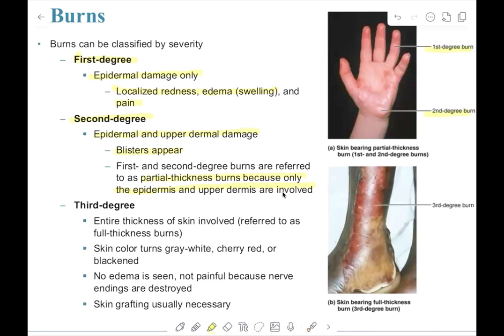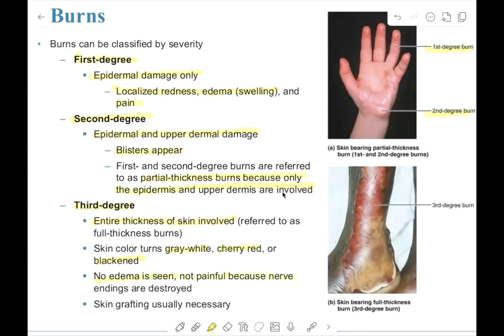Third degree burn is much more serious. It involves the entire thickness of the skin, and this injury destroys the epidermis, all layers of your skin, including the dermis. But instead of turning red, it may turn other colors like gray white, cherry red, or blackened, or brown. And it doesn't hurt at the beginning, but that's because the nerve endings have been damaged. So no edema is seen.